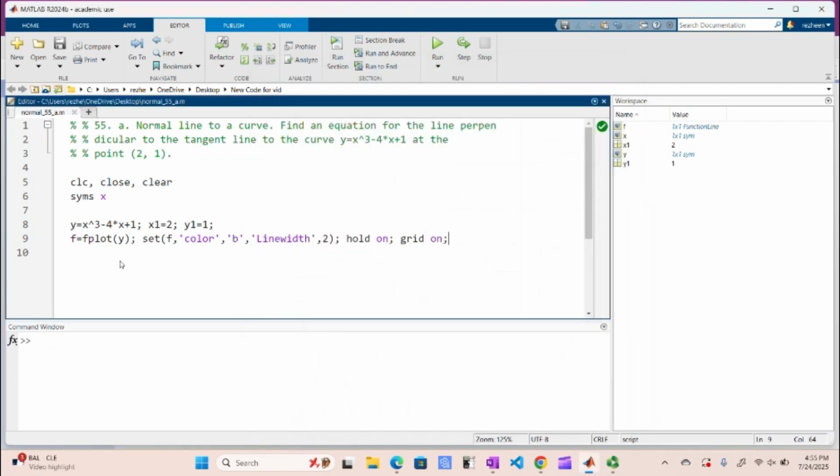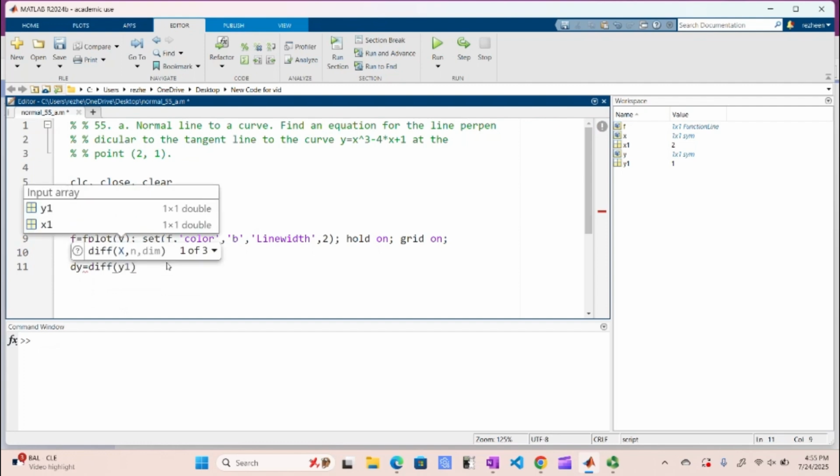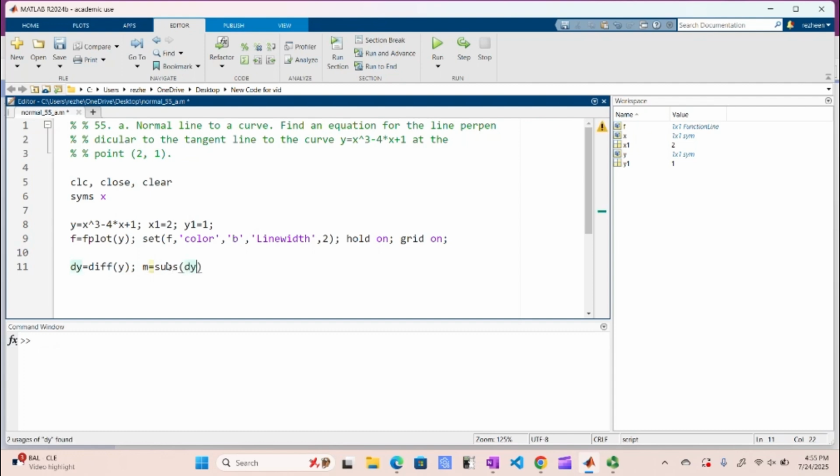All right, now let's go back to our code and put in more things. I'm going to say dy equals diff y, so we take the derivative of the curve, and then m equals subs dy, x1. To find the slope of the tangent line, we need to evaluate the derivative at the x coordinate of the point, x1. Then m1 is going to be the slope of the normal line, so this is negative 1 over m. It's orthogonal, or perpendicular, to the tangent line.